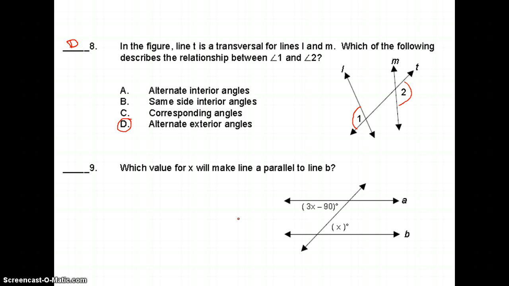Number 9, which value for x will make line A parallel to line B? Okay, well, if we want these to be parallel, these angles are going to have to be congruent. So 3x minus 90 will have to equal x. So let's subtract 3x from both sides. That'll give me a negative x, but it's one less step. Negative 90 equals x minus 3x is negative 2x. Divide both sides by negative 2, and x equals 45. So the value for x is 45.